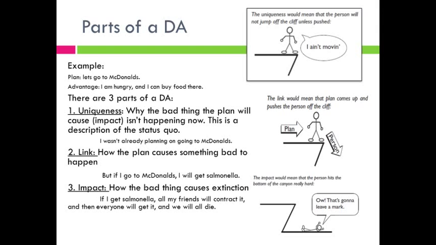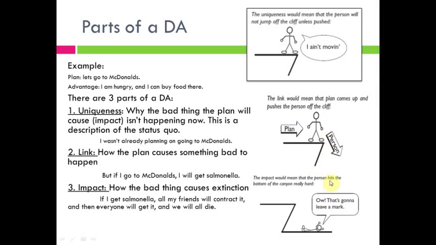Okay, so the link is how the plan causes something bad to happen. So if I go to McDonald's, I will get salmonella, okay? So if I go to McDonald's, then I'll get salmonella. So here, if you look at the metaphor again, the link would mean that the plan comes up and pushes the person off the cliff, okay? So something happens to make a bad thing happen, and that's the link, okay? The plan causes something bad to happen, fall off the cliff.